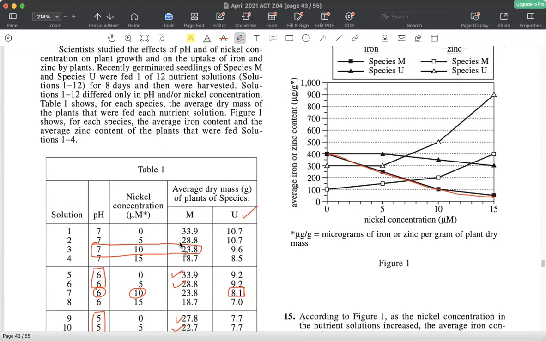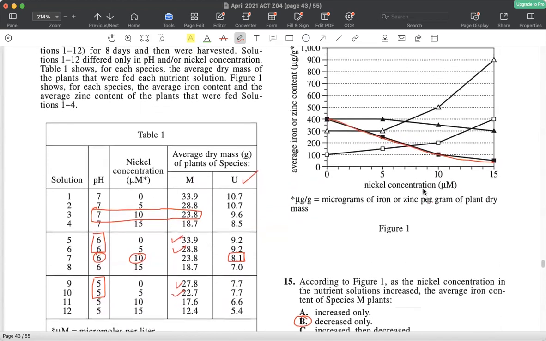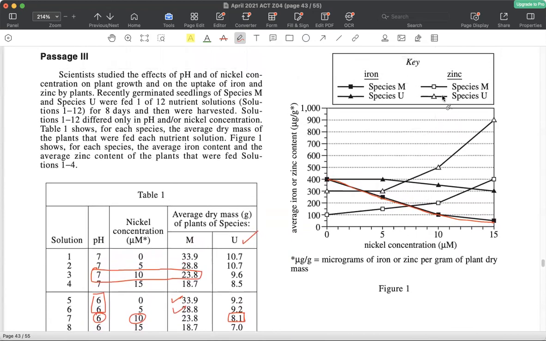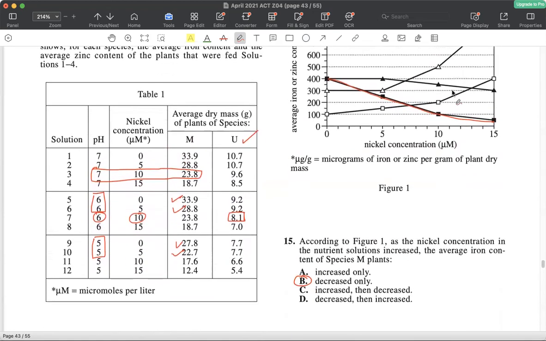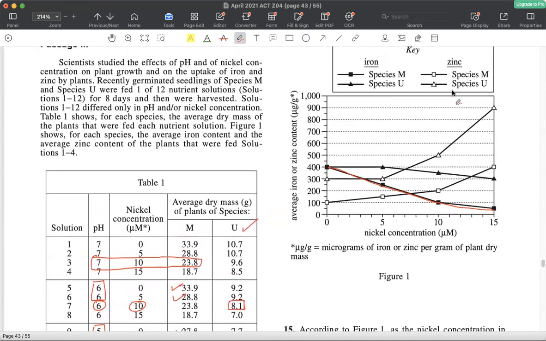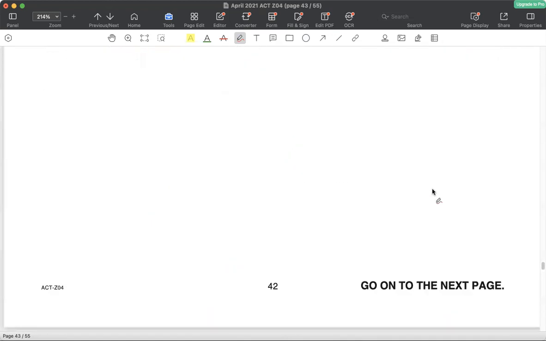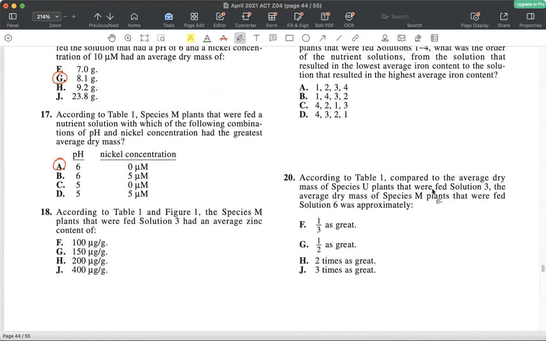23.8 was, so nickel concentration was 10. And there, this comes to 100, right? Wait, I didn't check that. Oh, this is iron concentration. Zinc is the white one. Okay, so iron decreased. Yeah, okay. So zinc is actually 200. Yeah, zinc is 200 at that concentration.